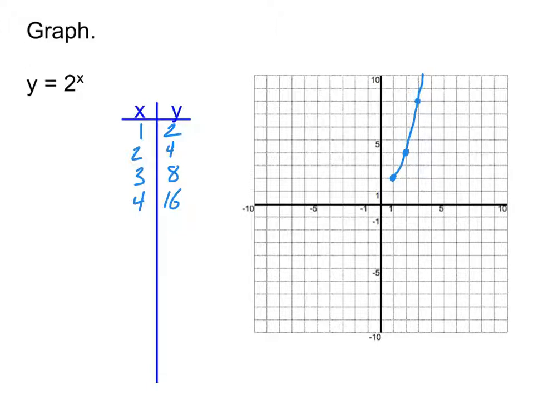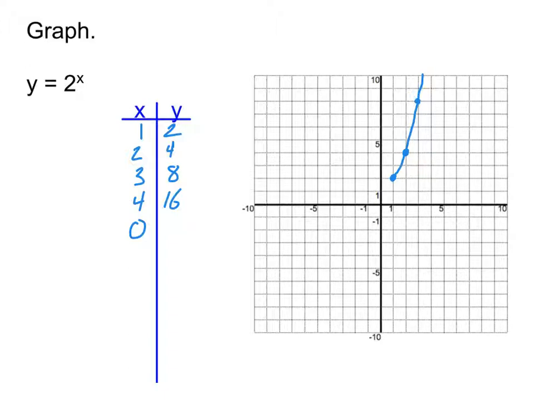Now notice I started at 1, because sometimes plugging in 0 is tricky for people. What is 2 to the power of 0? It's not 0. Let me give you a way to see why it is what it is.